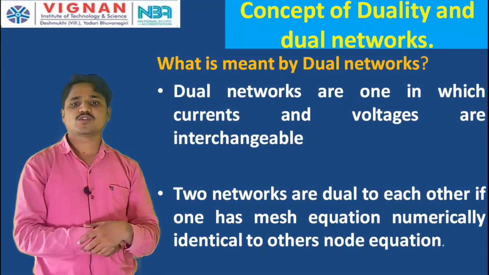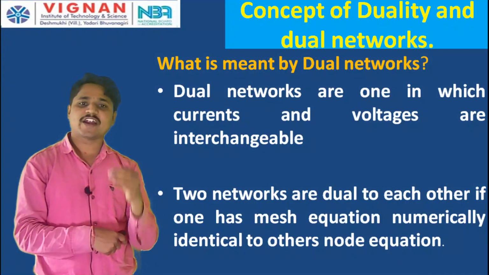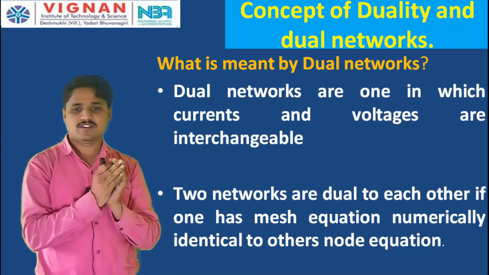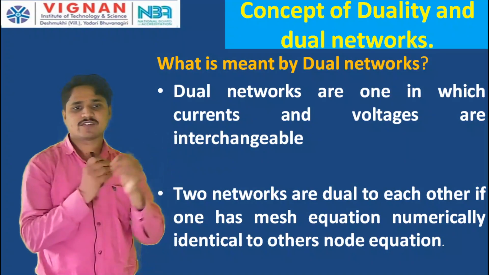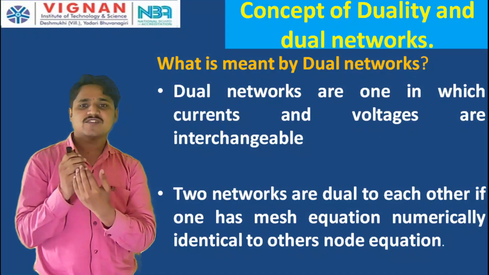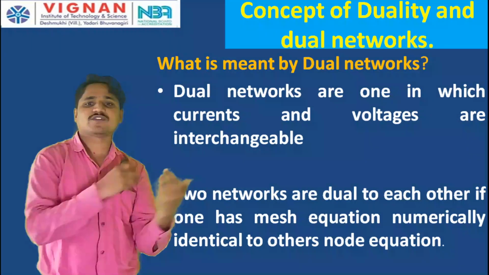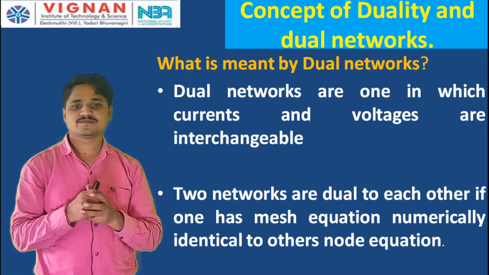When two networks are duals of each other, the mesh equations of one are numerically identical to the node equations of the other. See, two networks are there, network A and network B. The mesh equations in network A are the same as the node equations in network B. Then network A and network B are dual networks.